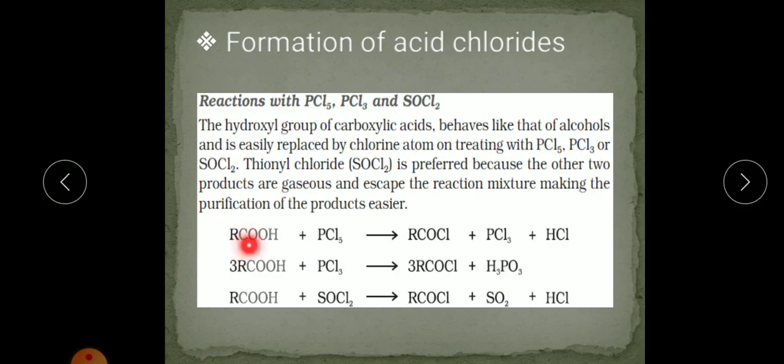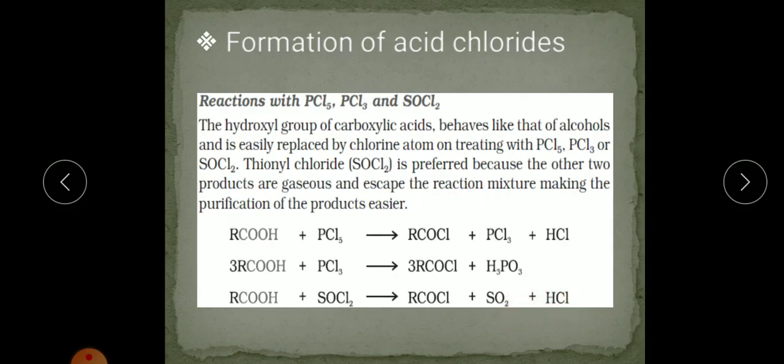Next, formation of acid chloride. Carboxylic acids can form acid chloride. For that we need to react with PCl5. When carboxylic acid reacts with PCl5, it will form RCOCl, which is acid chloride, plus POCl3 plus HCl. Similarly, when carboxylic acid reacts with PCl3, it will form acid chloride plus H3PO3. Similarly, when it reacts with SOCl2, thionyl chloride, it will form acid chloride, sulfur dioxide and HCl.